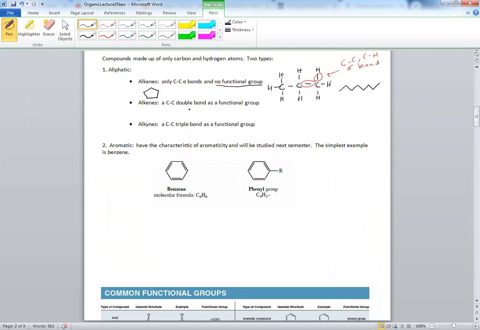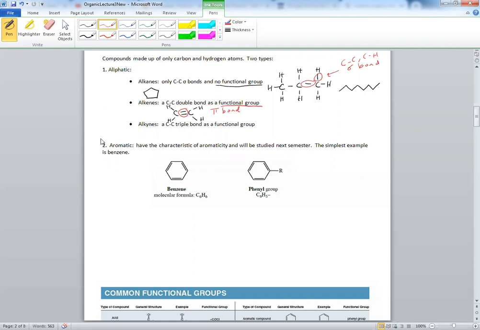Alkenes, they have double bonds. So here's an example. Well, that's a pi bond. So you have to be able to right away say no, it's not a sigma bond. So that's a pi bond. And that counts as, again, a functional group.